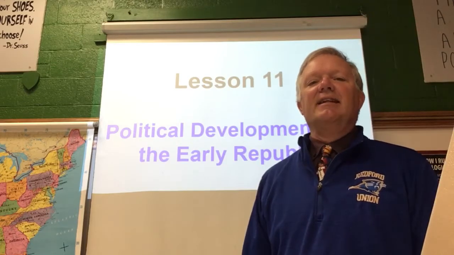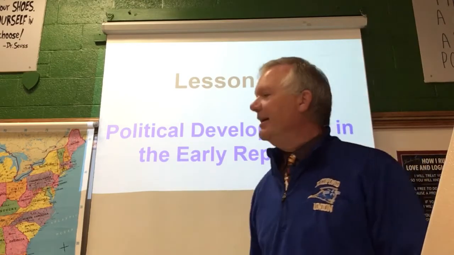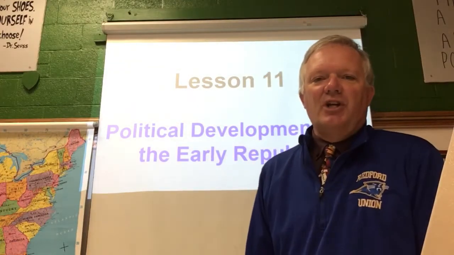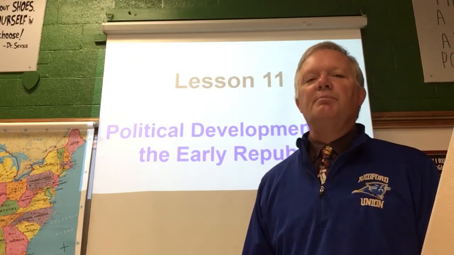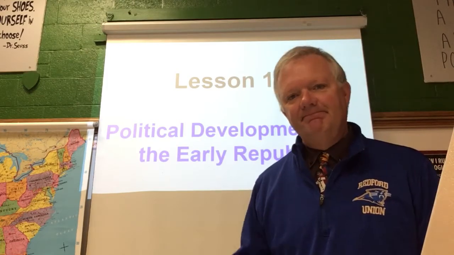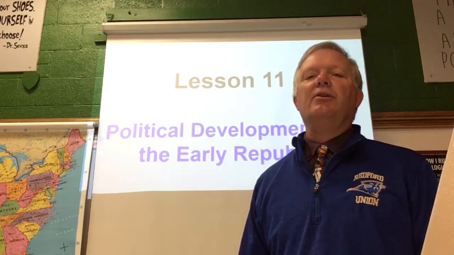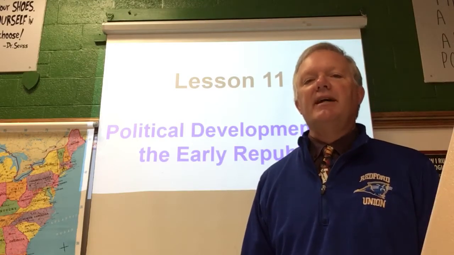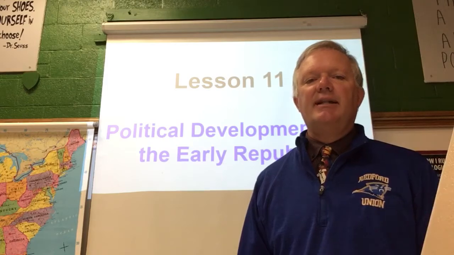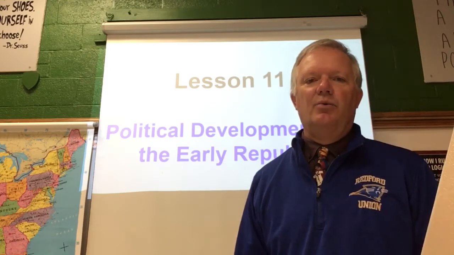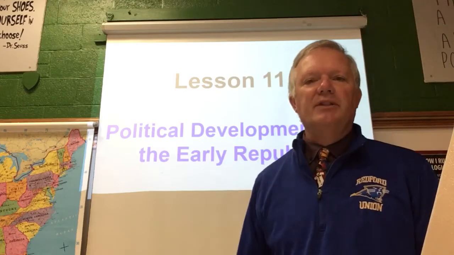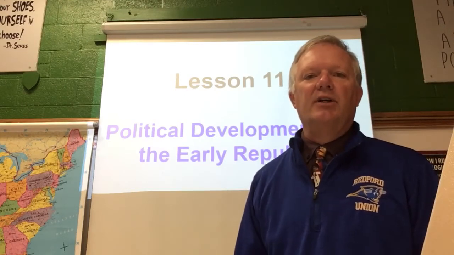Today's lesson, lesson 11, long title, Political Developments in the Early Republic. Now, if I was in charge of naming these lessons, this one would be called Washington and Adams Presidencies. And that's what you're going to learn about. We're going to take a look at the first president of the United States, George Washington, and then we're also going to take a look at John Adams. And so we'll get through their presidencies. We'll cover Washington today. The next lesson we'll jump into Adams.